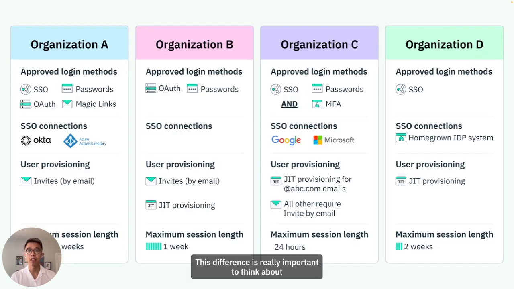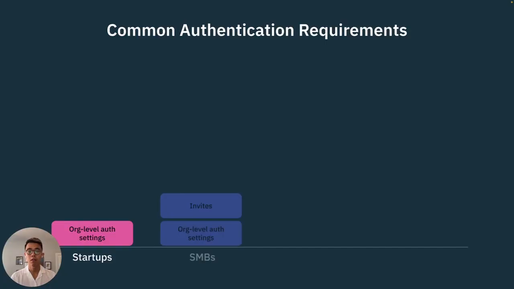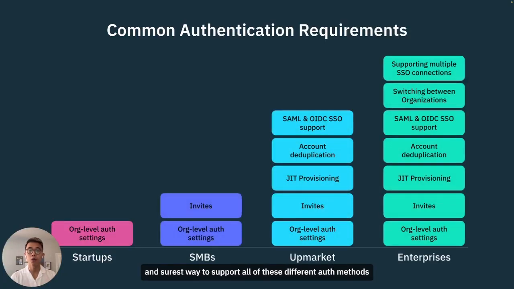This difference is really important to think about when you're building auth at a B2B company, because every business that you work with will want to set auth requirements for their end users that are specific to their own organization. Building the right infrastructure and data models to support this kind of customization can be very complicated, even for seasoned developers. The easiest and surest way to support all of these different auth methods, single sign-on connections, user auth settings, and more is by building organization tenancy, often called multi-tenancy, right into your data model.